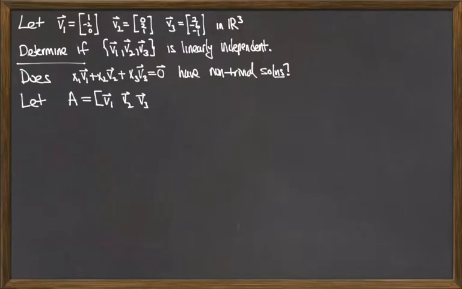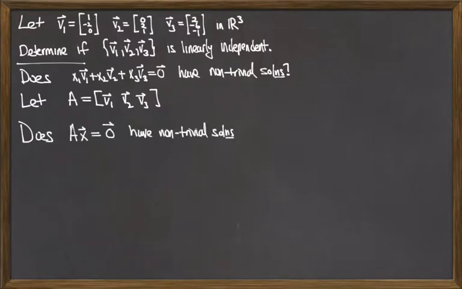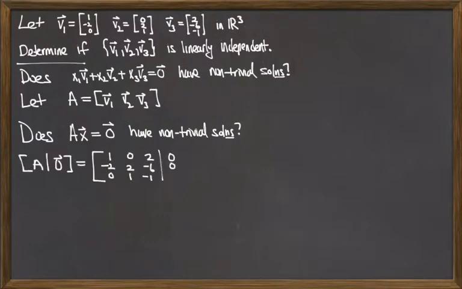It's probably a little bit more convenient at this point for us to rephrase this in terms of matrices. So I'm going to let A be the matrix whose columns are our three vectors, v1, v2, and v3. And the question now becomes, does the homogeneous matrix equation Ax = 0, which is just shorthand for the linear combination of those vectors, have non-trivial solutions? In order to answer that, we look at the augmented matrix. I'll put a column of zeros next to it, and we'll row reduce this matrix and see whether or not there are non-trivial solutions.